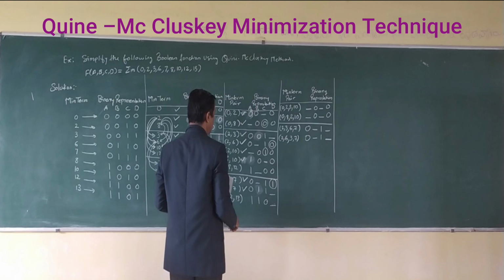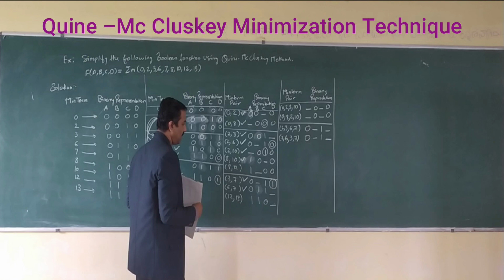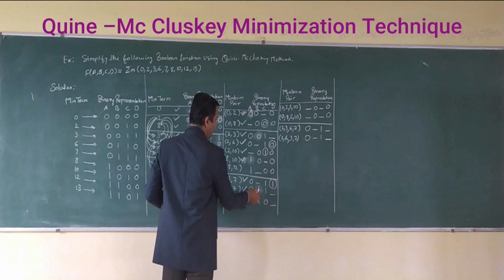So pairing of 2,6 and 3,7 is over. Now, there is no other term which is having an underscore at the second position. So 2,6 cannot be compared with 6,7 and 12,13.